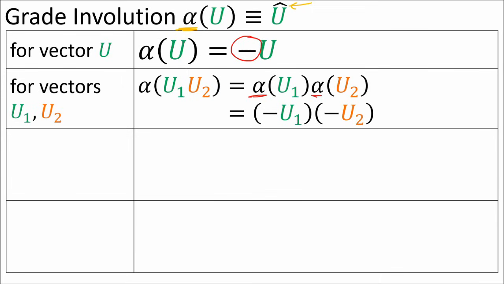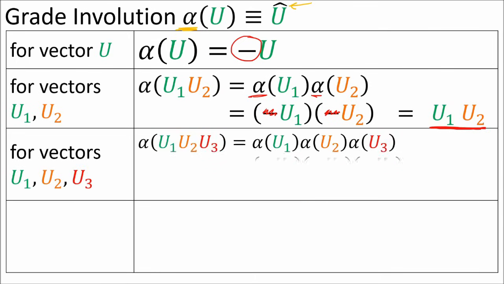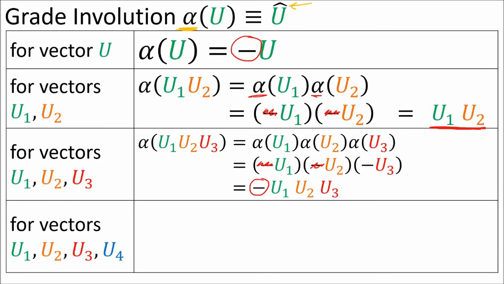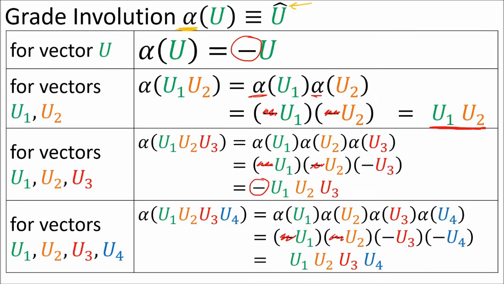If you apply it to a product of two vectors, then they each get a negative sign, which cancel with each other, so there is no overall sign change. In the case of three vectors, two of them cancel and there is an overall sign change. With four vectors, all the minus signs cancel and there is no sign change.